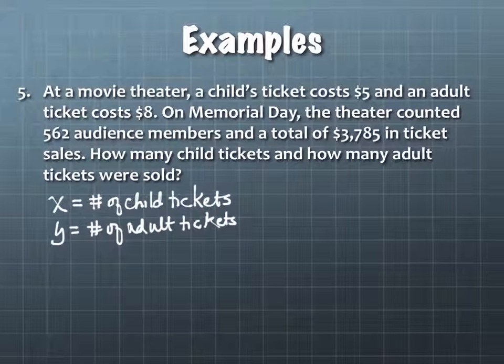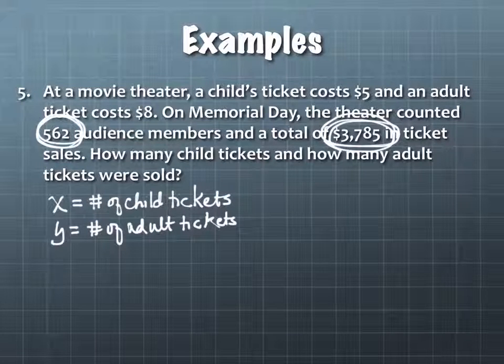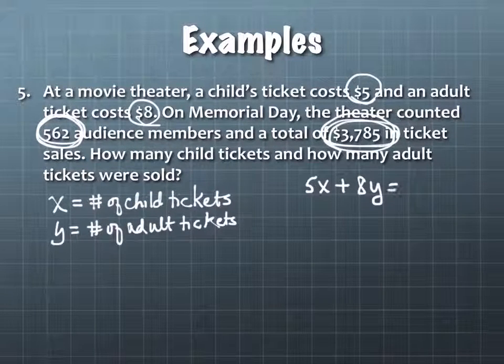Okay? Now, it tells us two pieces of information that we can use. One that talks about the price that was actually brought in, or the amount that was actually brought in, and one that talks about the number of tickets that were sold. And those two pieces of information, along with the price of the individual tickets, the 5 and the 8, will help us to create two equations. So can somebody give me one of the two equations? 5x plus 8y equals, okay, sorry, it's equal to 3,785.